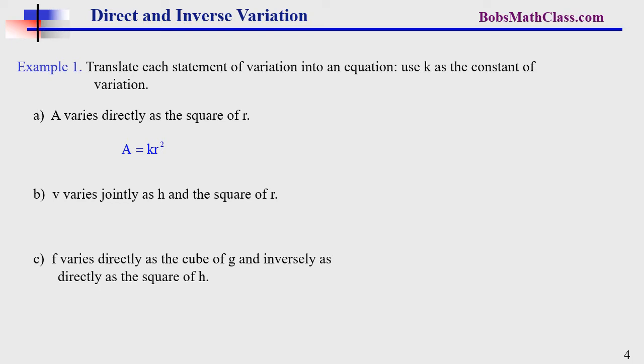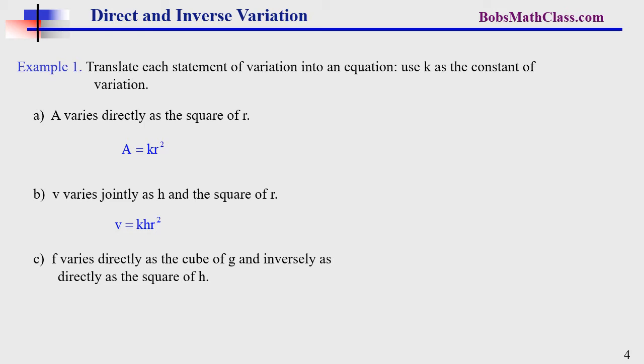As always, you should try to pause the video, work it out, and then play the video. Okay, part B. V varies jointly as h and the square of r. V varies, so that's v equals. Jointly means we're going to have at least two letters in the numerator. Nothing in the denominator because there's no word inversely, along with a k. So we're going to have an h and an r squared in the numerator. So v equals k h r squared.